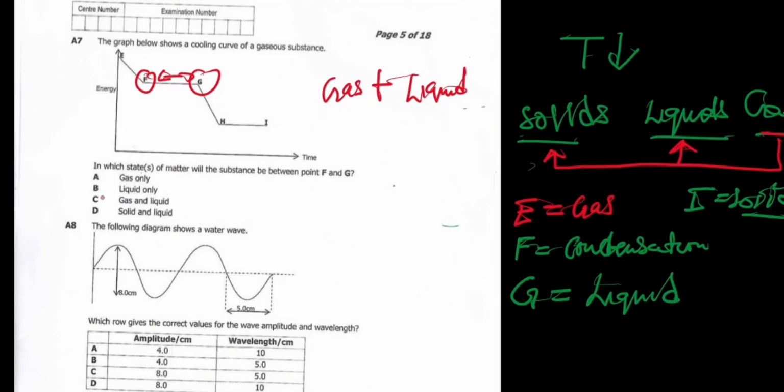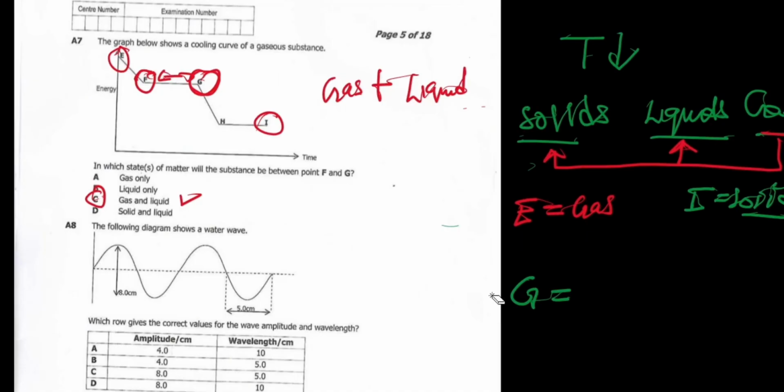So C is the best answer for us. Gas and liquid coexist between F and G. It's not liquid only because liquid only exists at G. Gas only exists at E. And solid and liquid cannot possibly be the answer because the solid is actually at point I. It's not part of this particular phase. So make sure you understand the differences between these changes of state.